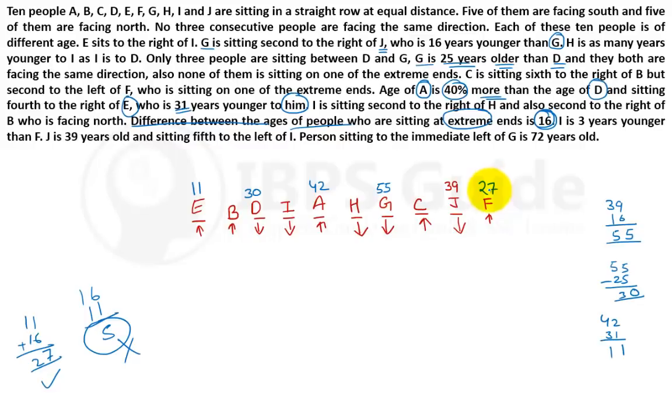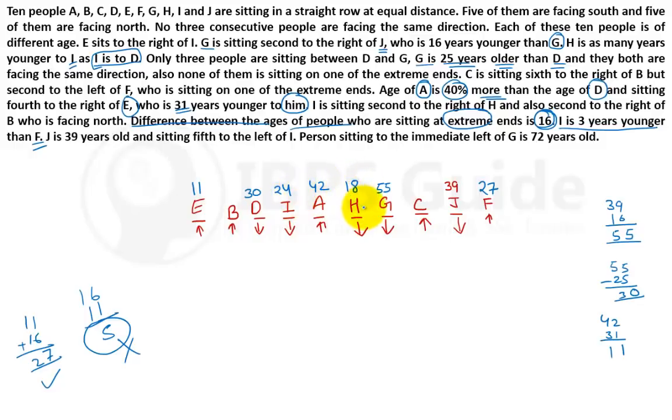Now F's age is 27, and it says I is 3 years younger than F. So F is 27, then I is 24 years of age. And we also know that H is as many years younger than I as I is younger than D. I is 24 years of age and D is 30. How much younger is I than D? 6 years. So H will be 6 years younger than I. 24 minus 6 is 18.